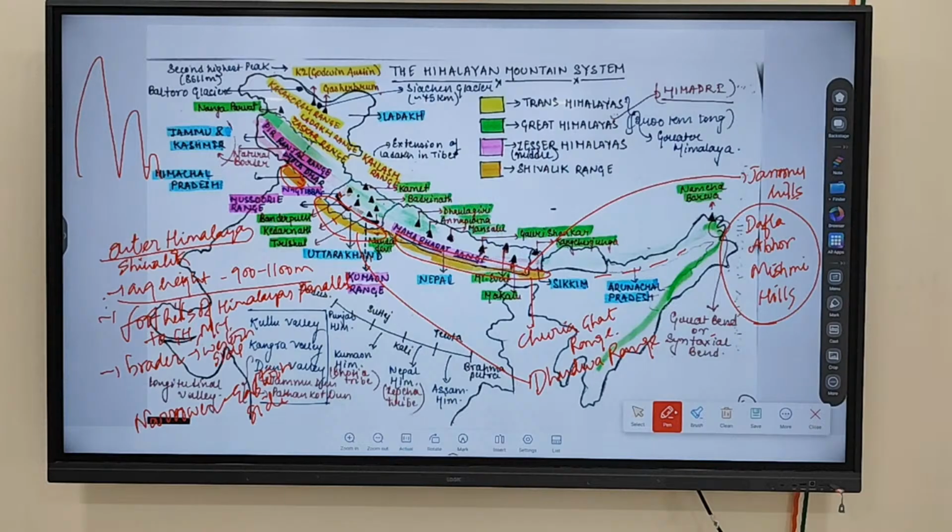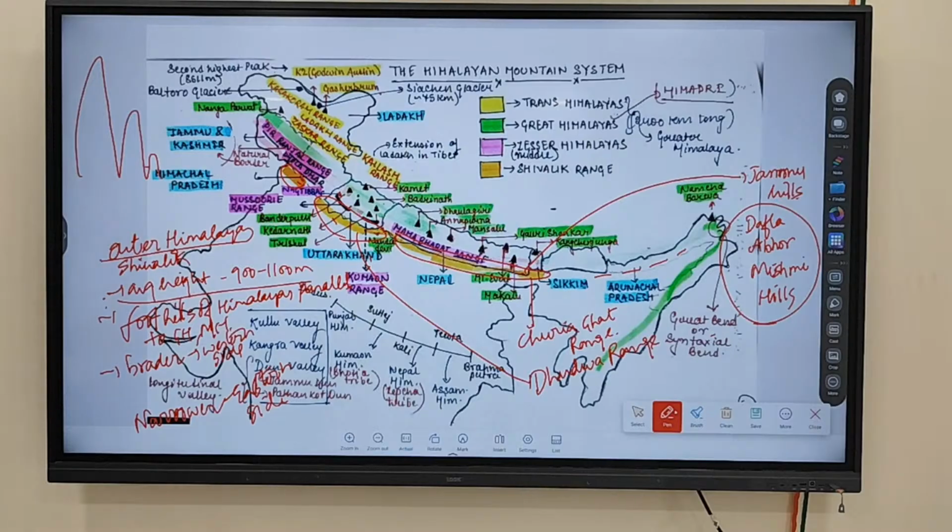Fine. So these are the important ranges of the Greater Himalayas, Middle Himalayas and Outer Himalayas. We discussed that another name for Greater Himalayas is Himadri. Another name for Middle Himalayas is Lesser Himalayas or Himachal. And the third, the Outer Himalayas, is also referred to as Shivalik. Fine. So this is the important range that you have to keep in mind.